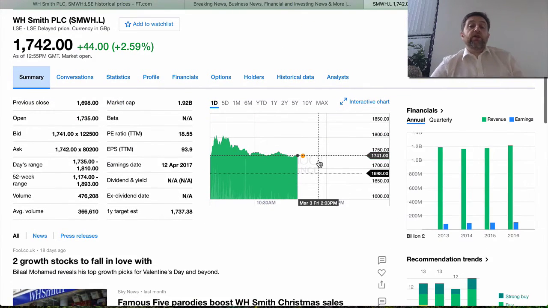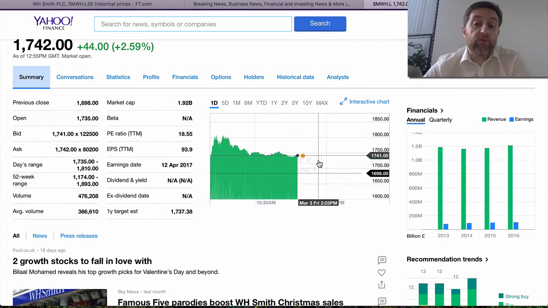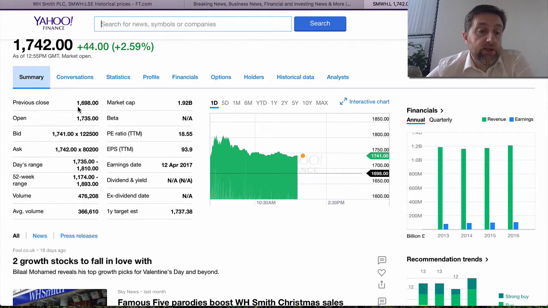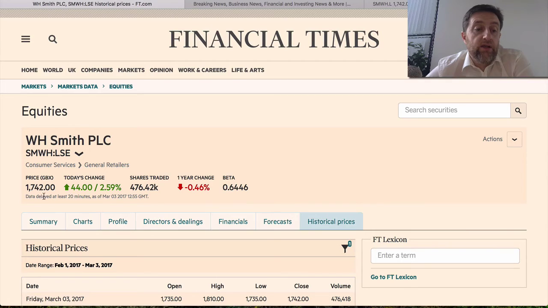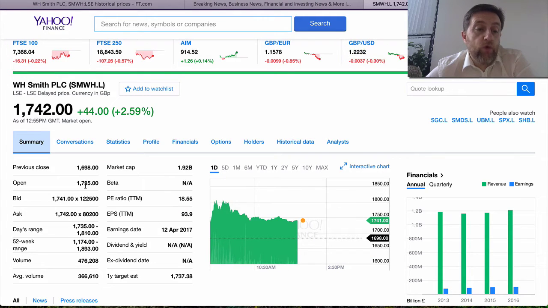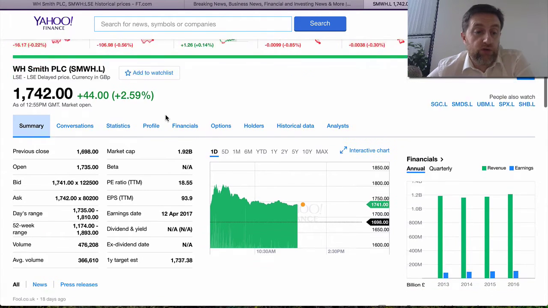And this is Yahoo Finance, so a similar type of information you get with Yahoo Finance. There's the prices, the previous close, so that's yesterday's closing price. This is the price that WH Smith opened at, so let's just compare the prices. 17.42 is the price. We opened at 17.35, but you can see the price is the same, 17.42.